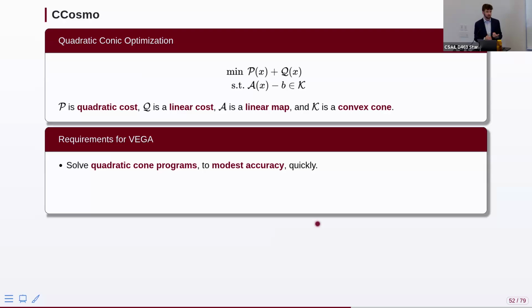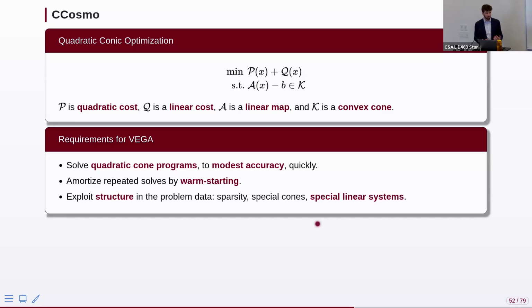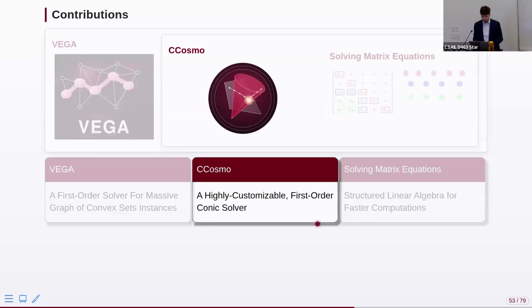Well, I need to solve it to moderate accuracy. I don't need to solve it to 10 to the minus 8 or 10 to the minus 16 precision. Most importantly, maybe, is I need to be able to amortize the fact that I need to solve these programs repeatedly by warm starting. So I need a method that lets me warm start. And finally, I need whatever method I use to be able to exploit any additional structure that I might have at the edges and the vertices.